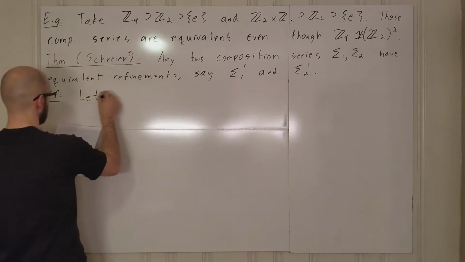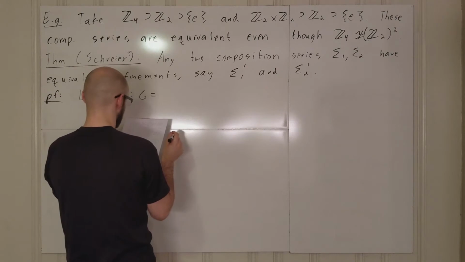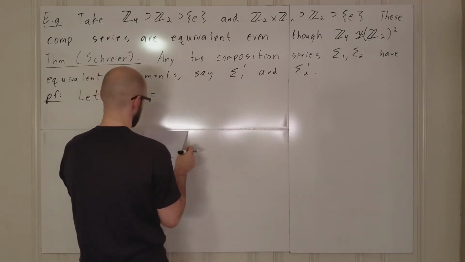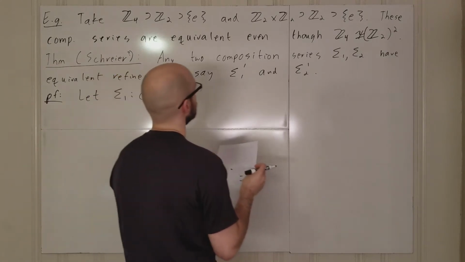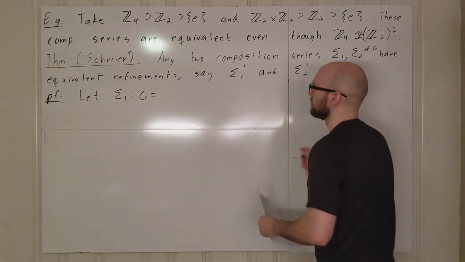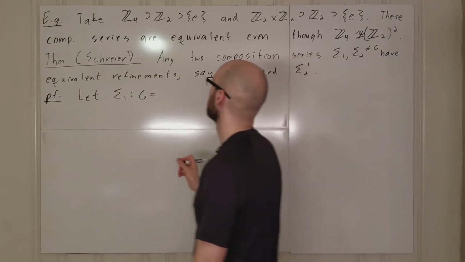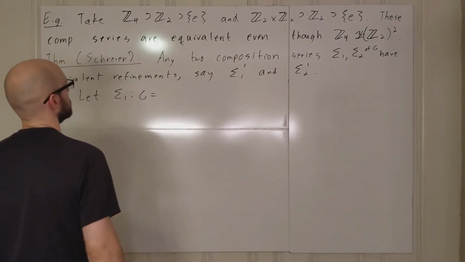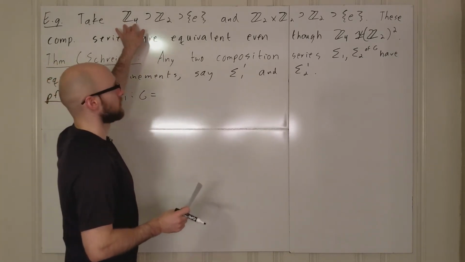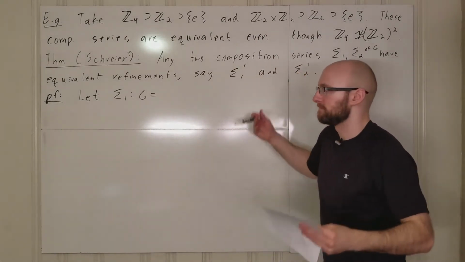So let sigma 1 be G, and then this is going to be of G. So two composition series of the same group. Okay, so I guess this doesn't really answer my preamble of addressing this whole thing having two different groups having equivalent refinements, but whatever.